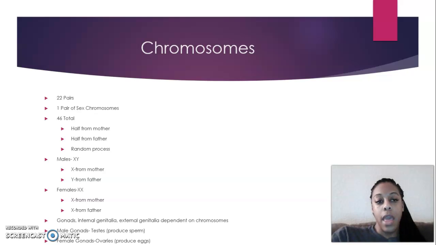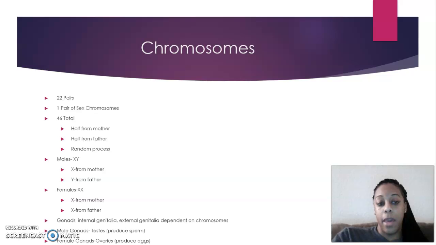In our body we have 22 pairs of chromosomes and 1 pair of sex chromosomes. Chromosomes are where the genetic information lies in an organism. So again, we have 22 pairs and 1 pair of sex chromosomes. Of that 23, that gives us a total of 46. Because they're in pairs, half of those come from the mother and half of them come from the father. And this is a completely random process.